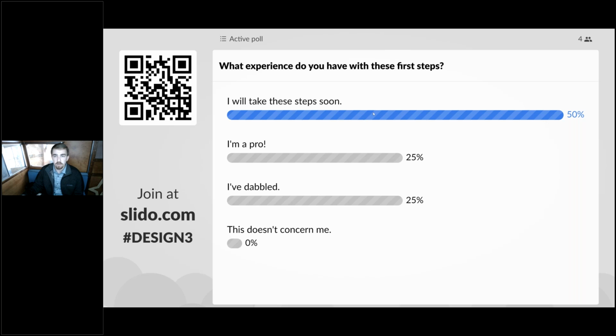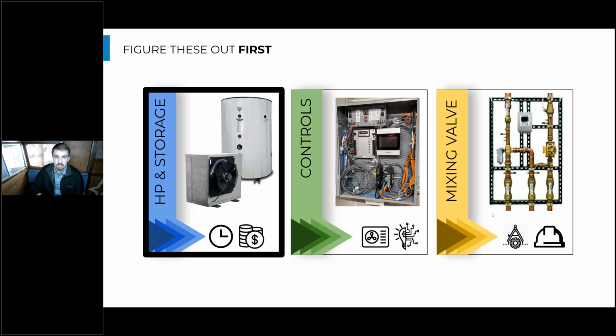So we have a few that will take these steps soon, so hopefully this will help. And then we have at least one pro in the audience too, so hopefully I'm providing some value there, and I'd love to hear some feedback based off what I'm talking about and what you've experienced so far. Yeah, and any more questions or feedback, just drop that in the chat as I go through here.